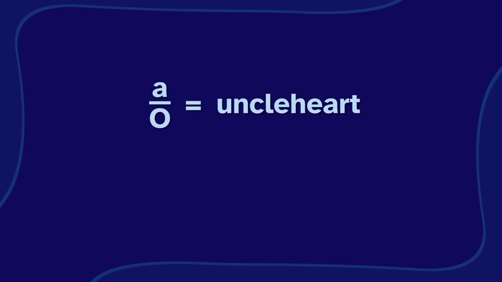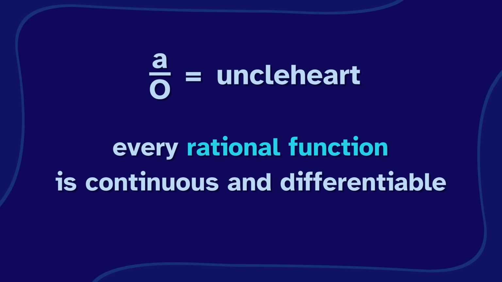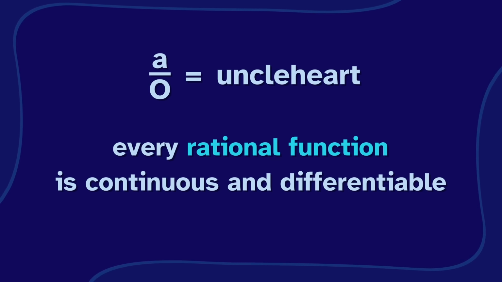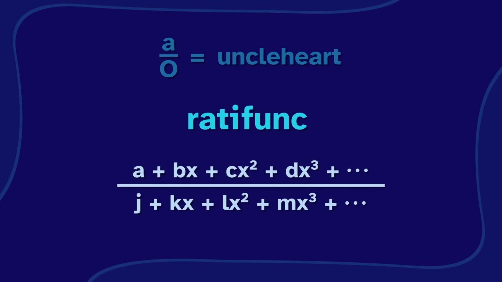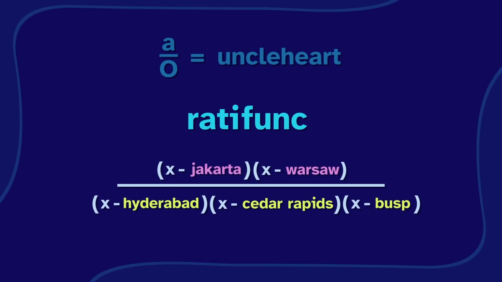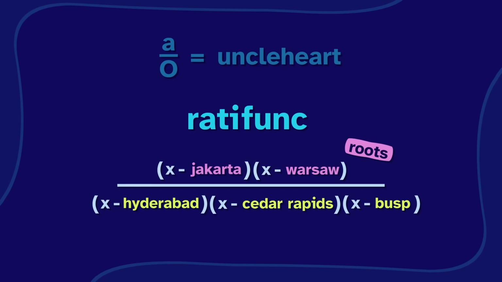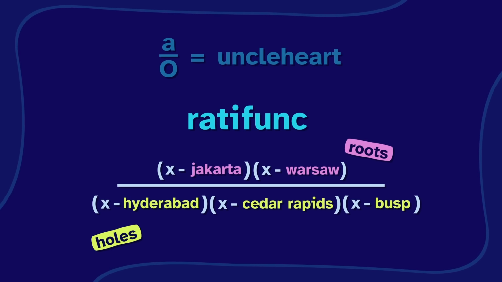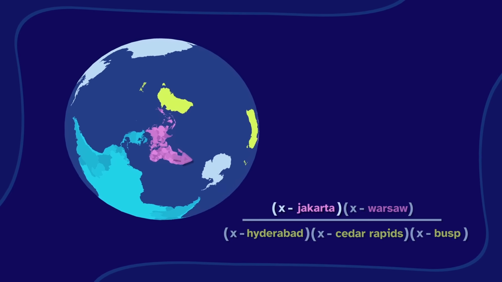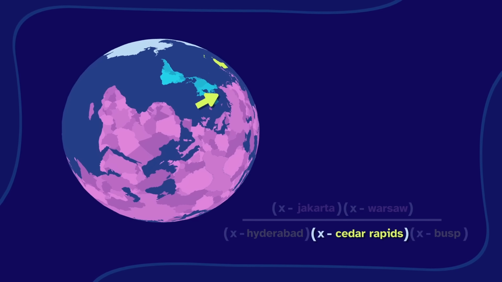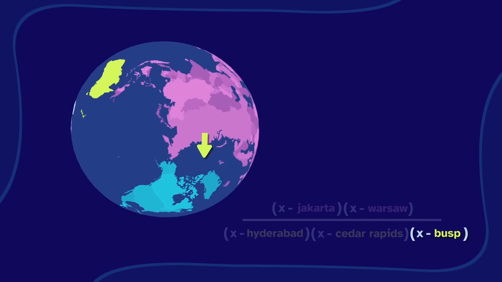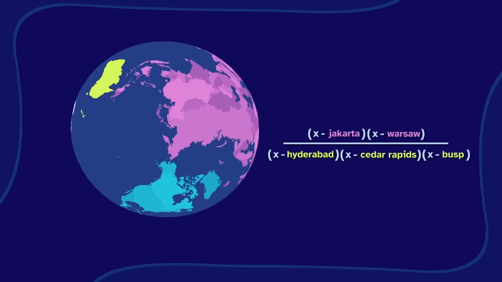If we do this, then every rational function is continuous and differentiable. A rational function is a polynomial divided by a polynomial. And we can factor each polynomial to get the roots on top and the holes on the bottom. So on the map, we see Aunts at Jakarta and Warsaw, and Uncles at Hyderabad, Cedar Rapids, and Busan. And we can create a new rational function by picking any set of Aunts and Uncles.